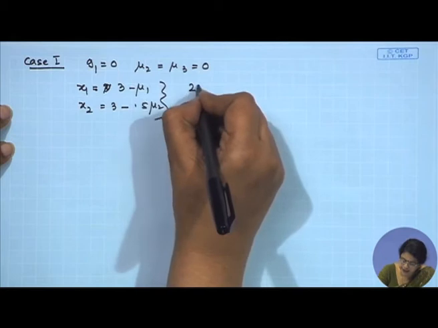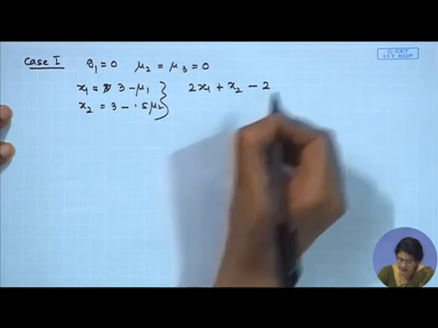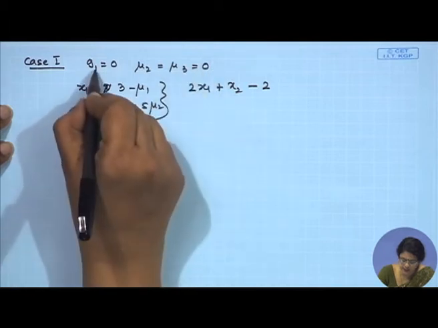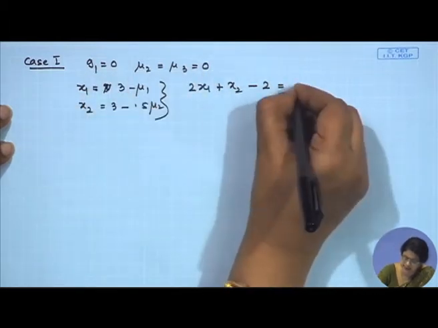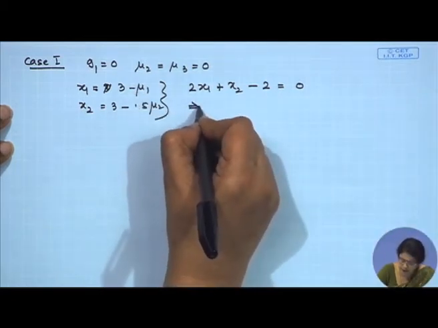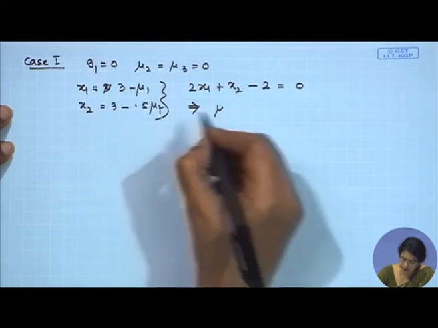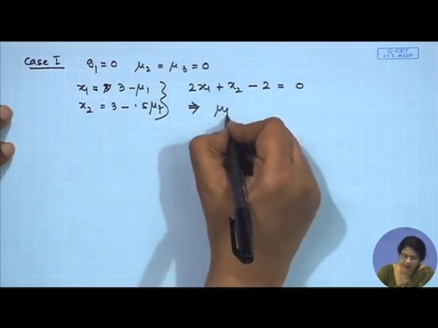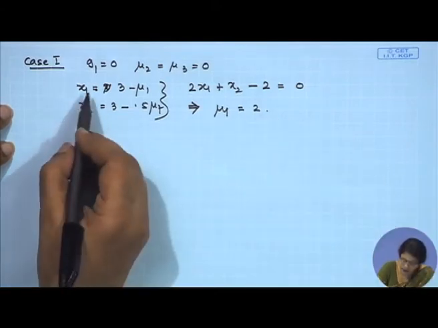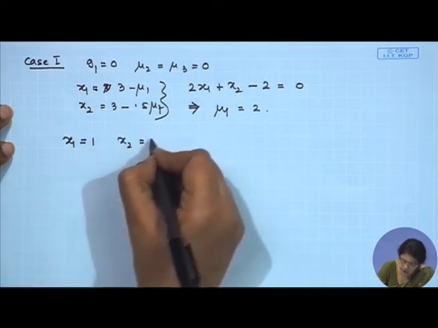Now, we have the condition 2x1 plus x2 minus 2 less than or equal to 0, but we have considered that mu1 is not equal to 0, that is why G1 is equal to 0. If we substitute both the values of x1 and x2, what will we get? These are both in terms of mu1. We will get the value of mu1 is equal to 2. If mu1 is equal to 2, then certainly x1 would be equal to 1, x2 would be equal to 2.5.